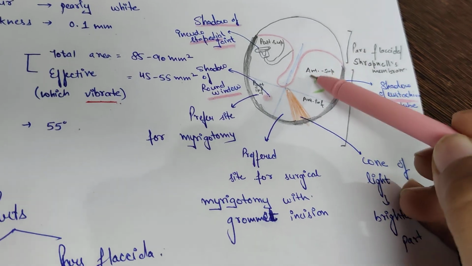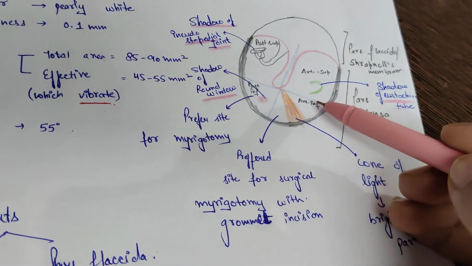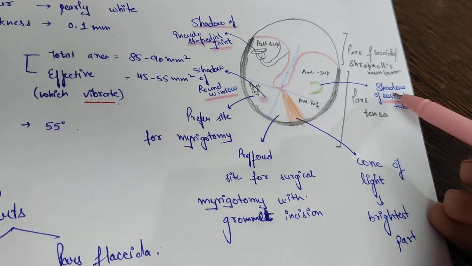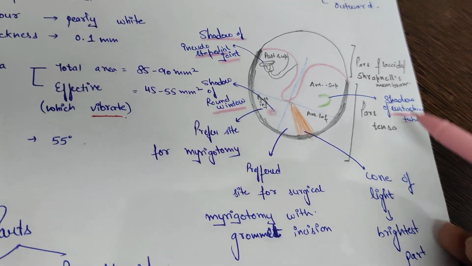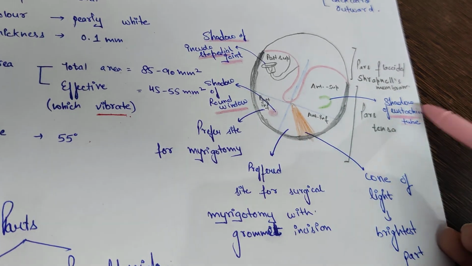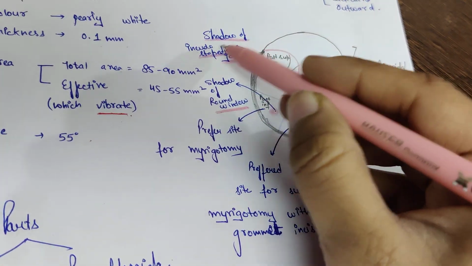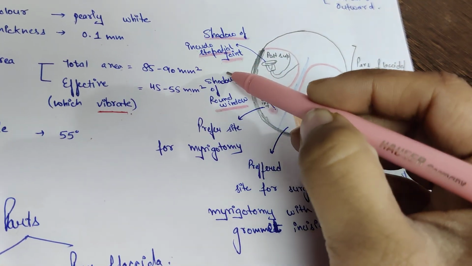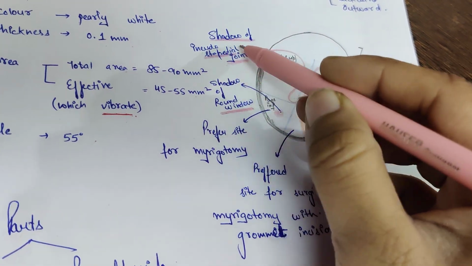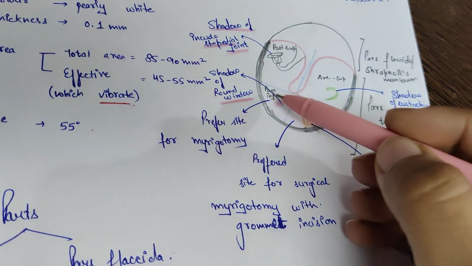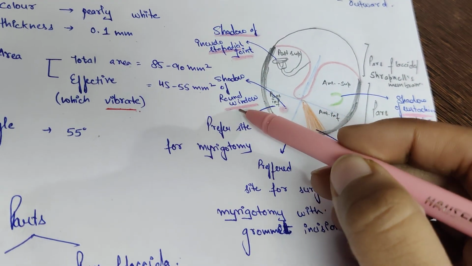Done. In the anterior superior we have the shed of the eustachian tube. Okay, here we have seen the shed of the eustachian tube. In the posterior superior we can see the shed of the incudostapedial joint, that is the joint formed between the incus and the stapes bone. Next we have the shed of the round window.